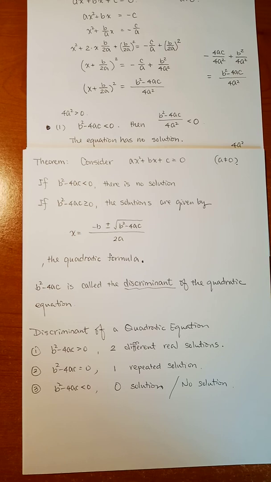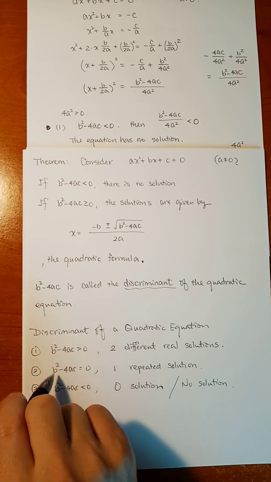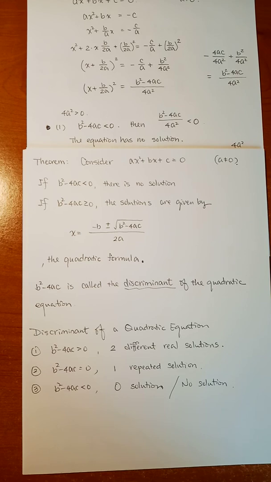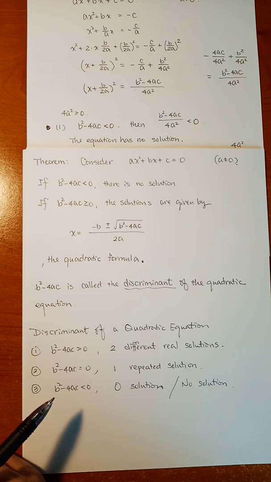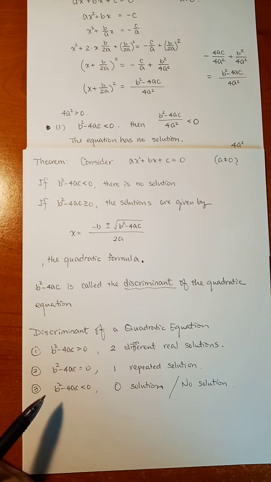After you study this quadratic formula, whenever you have a quadratic equation, you should check this discriminant first. You're going to compute this number first. If it is negative, then you don't bother to solve it. If b squared minus 4ac is a negative number, you don't have to solve it because it has no solution.